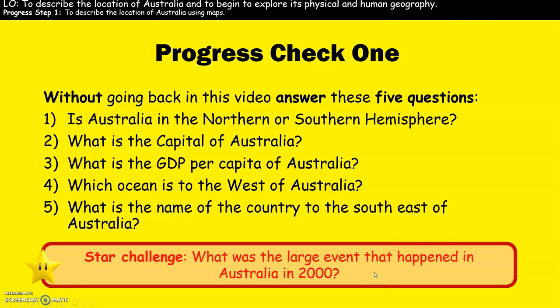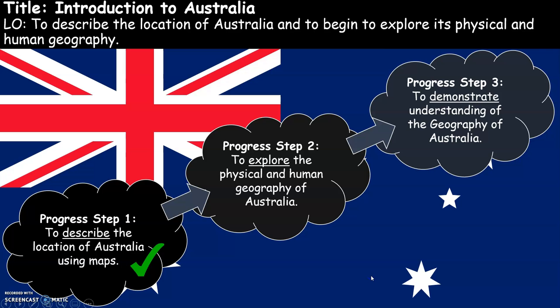Okay, so hopefully you've had enough time to answer those questions. So what we've done already, we've described the location of Australia using maps, a bit of Google Earth. What we're going to do now is progress to step 2, and we're going to explore the physical and human geography of Australia.